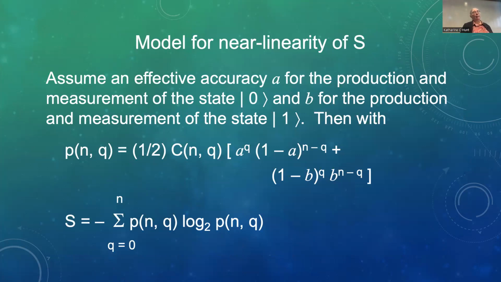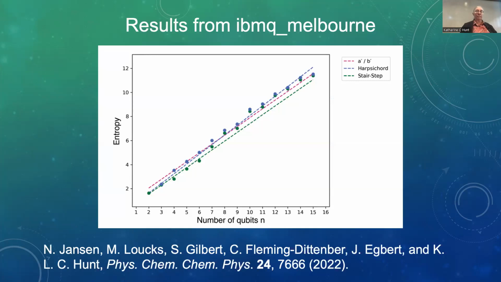So we wanted to model the near linearity of S and explain how this could happen. This is probably the simplest way of accounting for that near linearity, roughly. We suppose that there's an effective accuracy A for the production and measurement of the state 0, and similarly B for the production and measurement of state 1. And then we can determine the probability of having an outcome where you have n qubits altogether and q of them are in state 0, given these inherent faults in the production. Then we calculate the Shannon entropy of the measurement outcomes. And this model actually does quite well at predicting the near linear behavior.